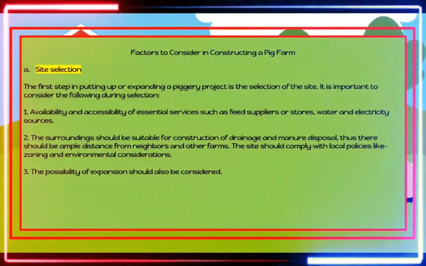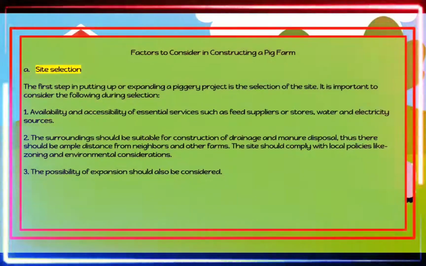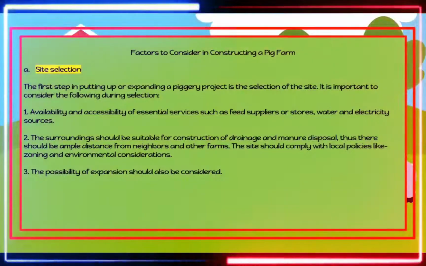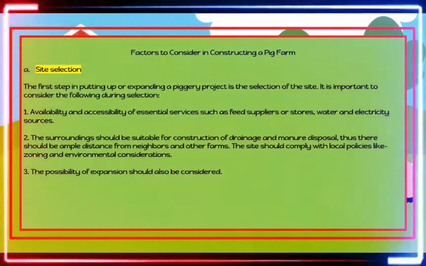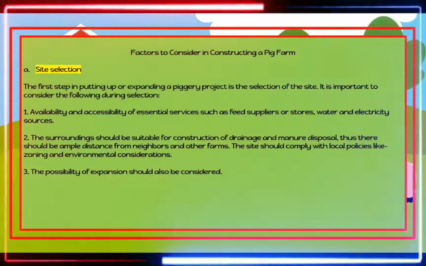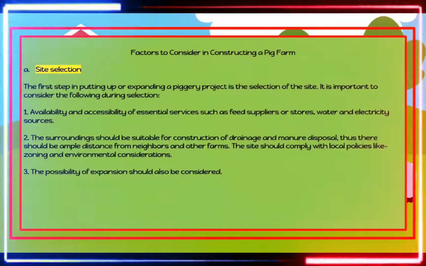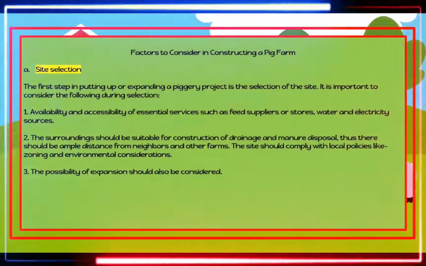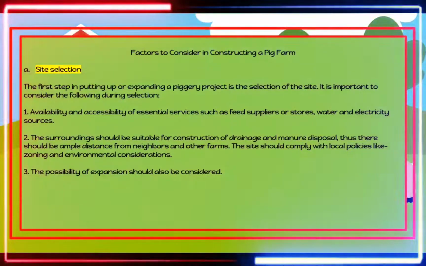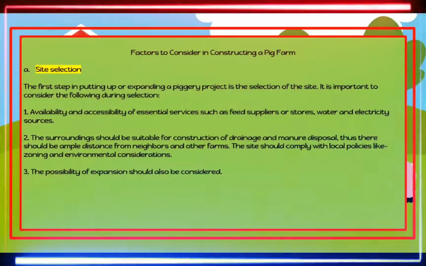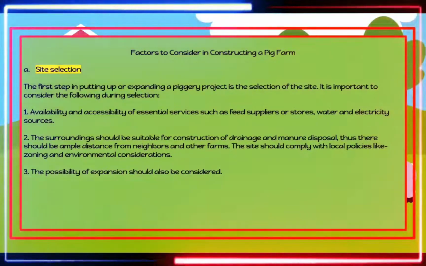Factors to consider in constructing a pig farm. First, site selection. The first step in putting up or expanding a piggery project is the selection of the site. It is important to consider the following during selection. Number 1, availability and accessibility of essential services such as feed suppliers or stores, water and electricity sources. Number 2, the surroundings should be suitable for construction of drainage and manure disposal, thus there should be ample distance from neighbors and other farms. The site should comply with local policies like zoning and environmental conditions. Number 3, the possibility of expansion should also be considered.